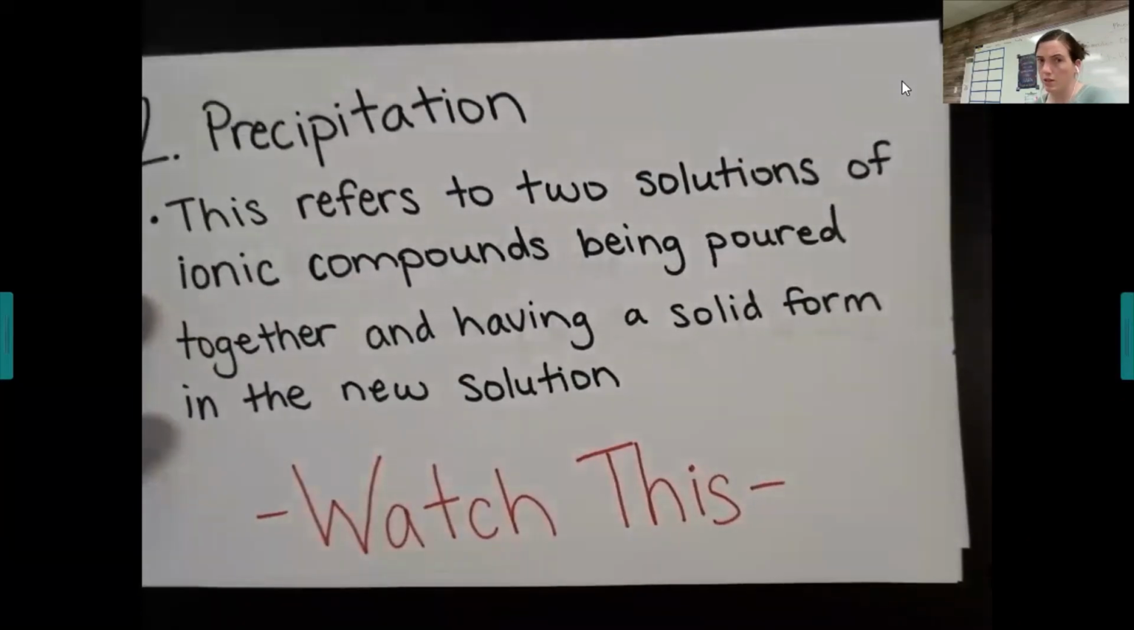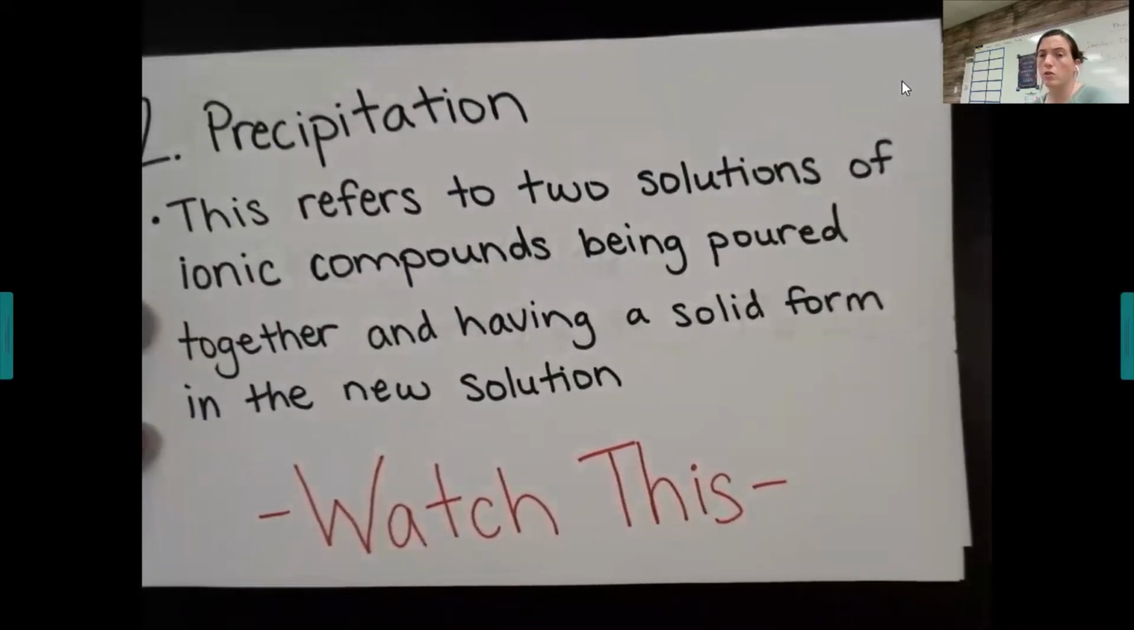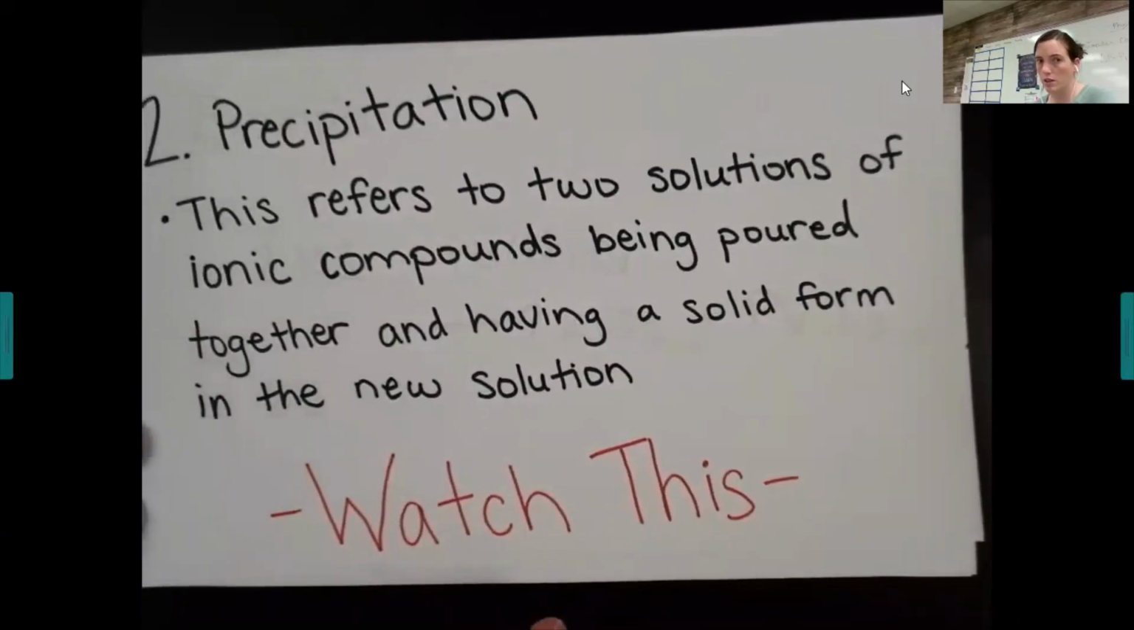we have a precipitation reaction. This refers to two solutions of ionic compounds being poured together and having a solid form in the new solution. Okay, so I know that sounds weird. I'm gonna link up a YouTube video to kind of show you what this is talking about.